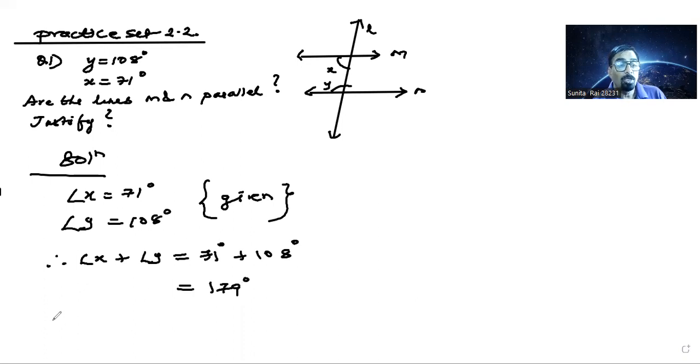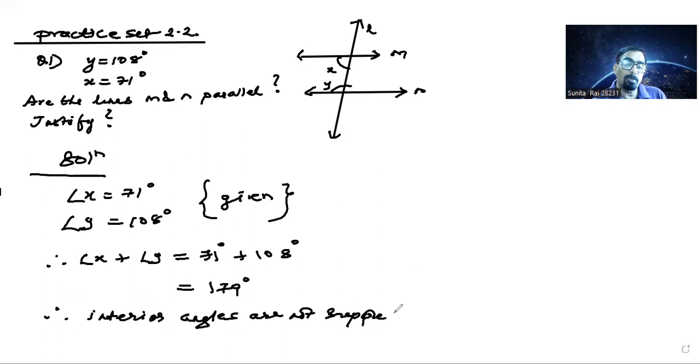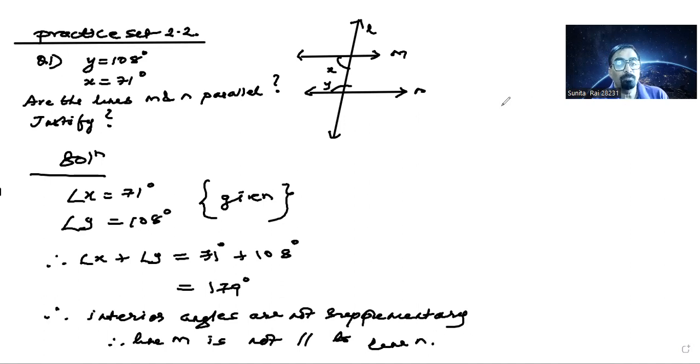Therefore, the interior angles are not supplementary. You can see the lines are not parallel. Therefore, line m is not parallel to line n. I hope everybody understood this sum. Okay, so simple it was. Okay, we go to the next question.